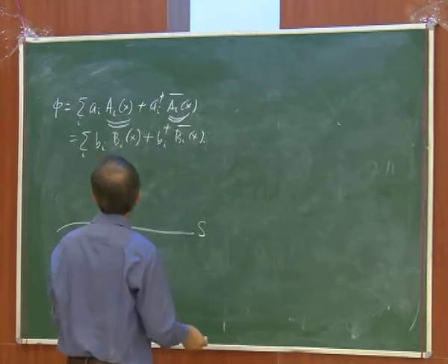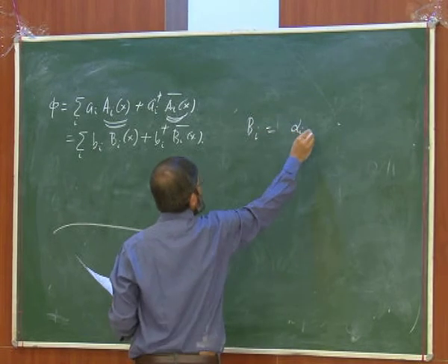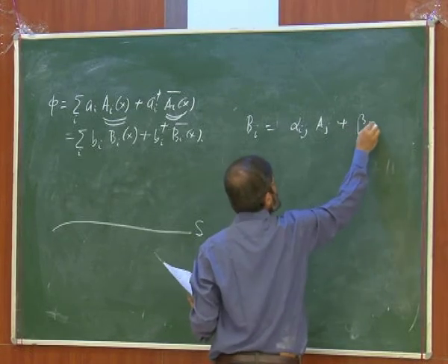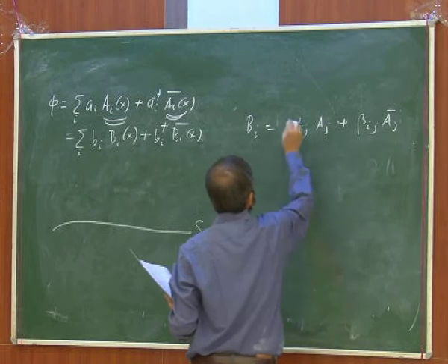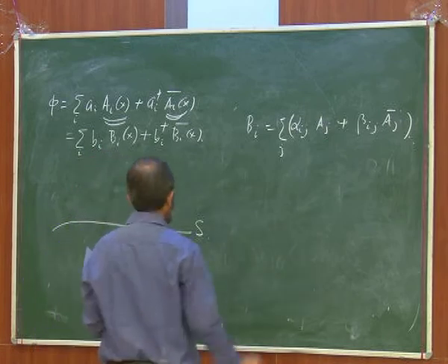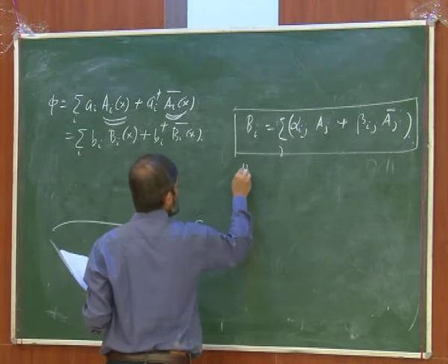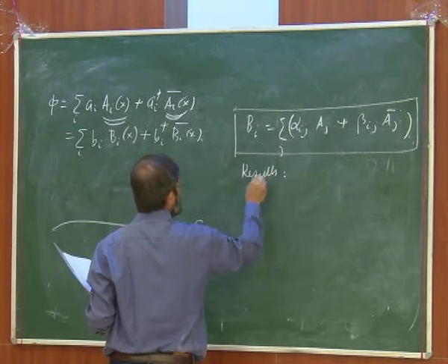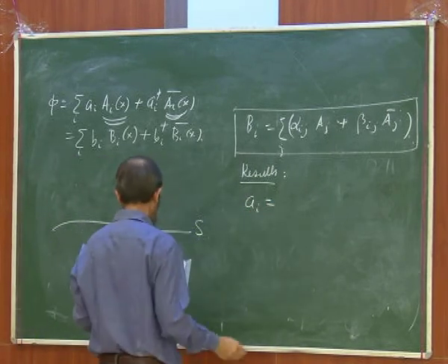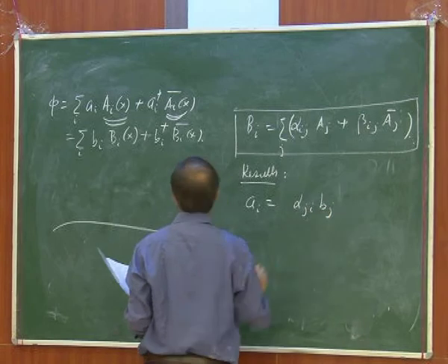So let me write down a few formulas here, and suppose I know that the B's are given by, so these are called Bogoliubov coefficients. If this is given as my basic definition of Bogoliubov coefficient, then the following results follow. The oscillators are related by just comparison.